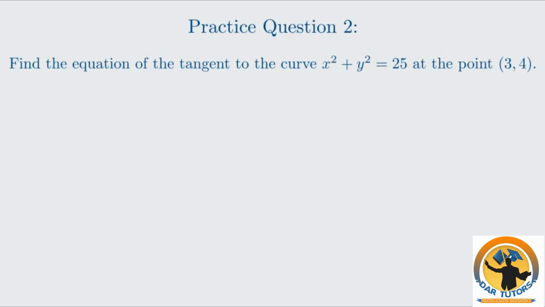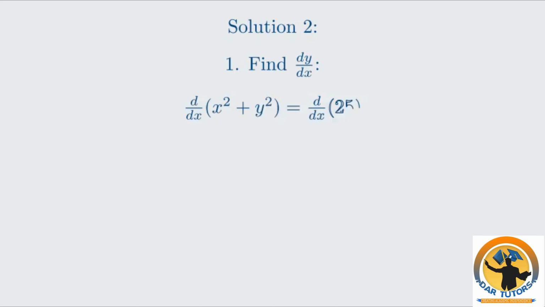Find the equation of the tangent to the curve x squared plus y squared equals 25 at the point (3, 4). Pause the video and solve this problem. Let's review the solution. First, we find dy/dx. Differentiating the equation gives 2x plus 2y dy/dx equals 0.